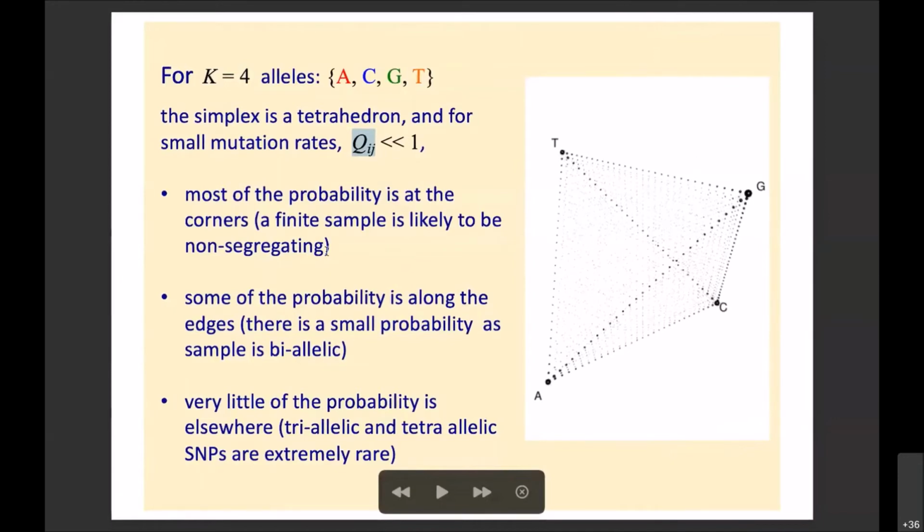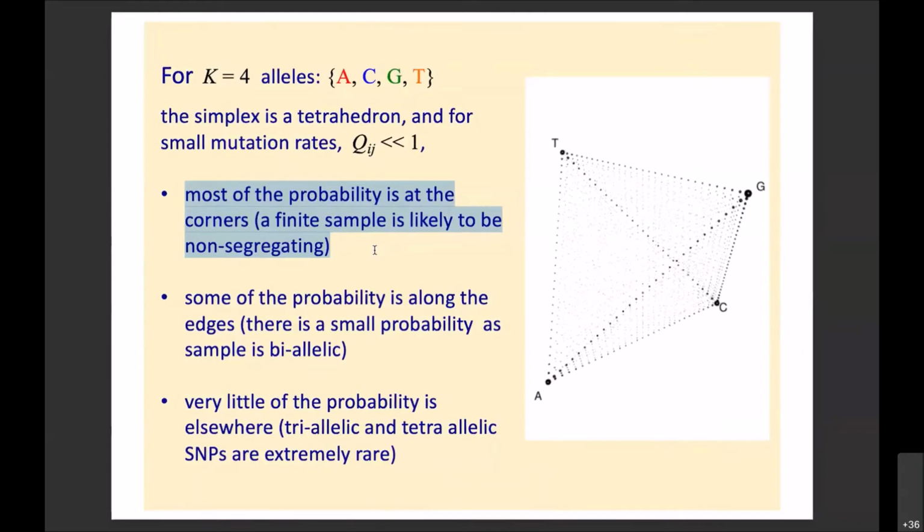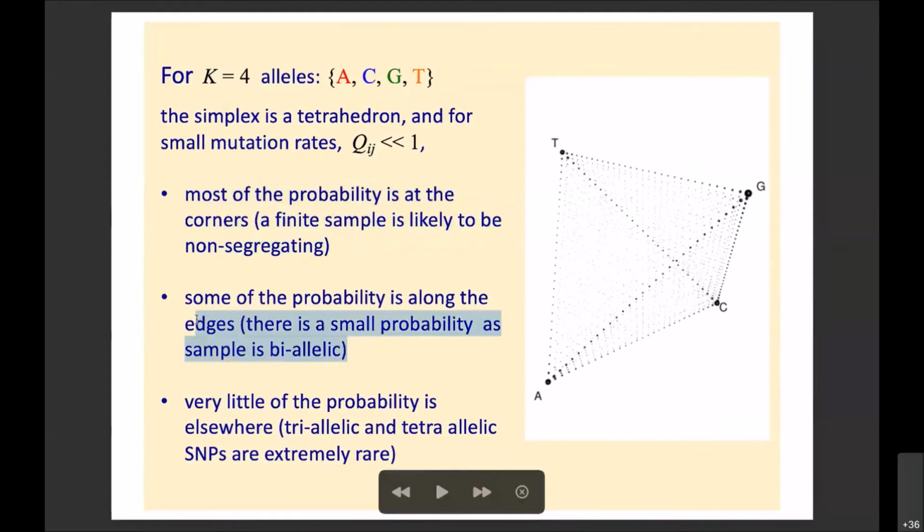And so that's what the first dot point here says. Most of the probability is at the corners. And that's saying that if you take a finite sample of the population, it's likely to be non-segregating, looking at the allele at a particular site in the genome. Occasionally, if you look at a neutral site in the genome, you'll see that it's biallelic. Some of the population is one type, some of the population is another type. And that corresponds to the edges of the tetrahedron.